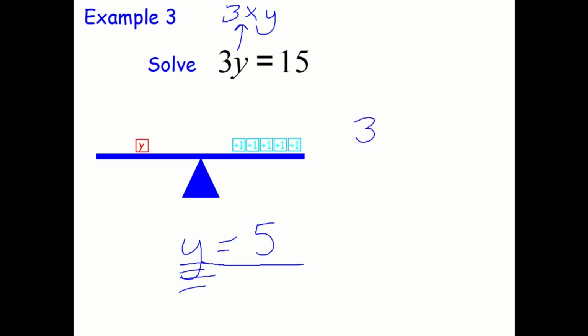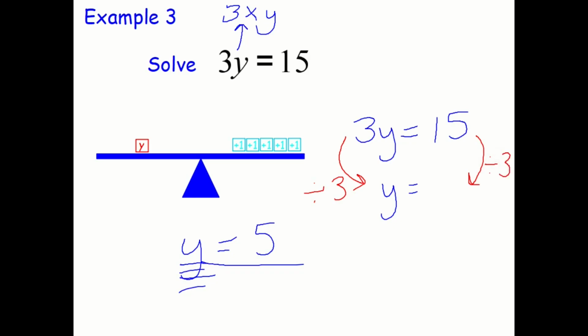Let's have a look at how you'd set this out in an exam. 3y is equal to 15. y is equal to, well, what have I done to both sides? I have divided by 3, divided by 3 on both sides. And that leaves me with y is equal to 5. Again, you can always substitute your number back in and do 3 times 5. Yes, it equals 15.